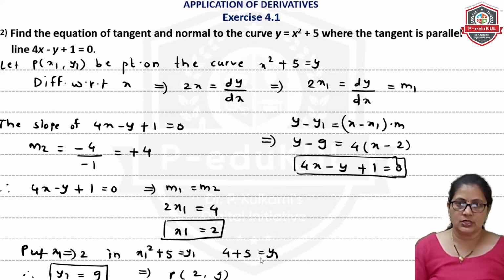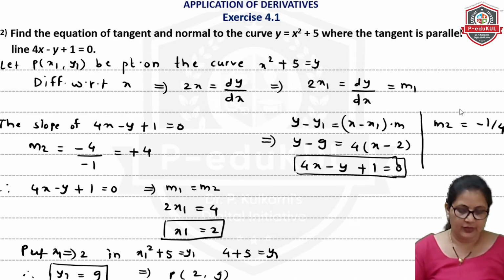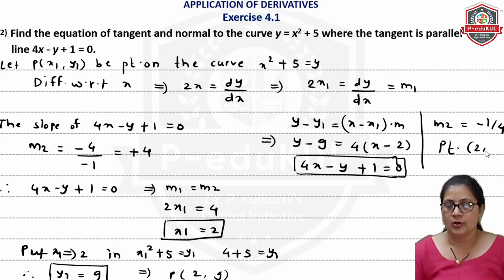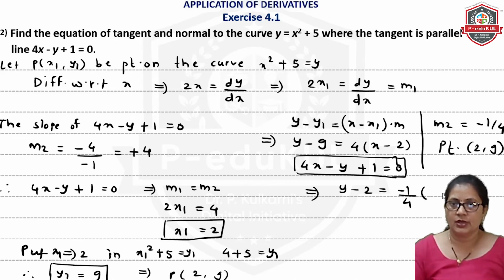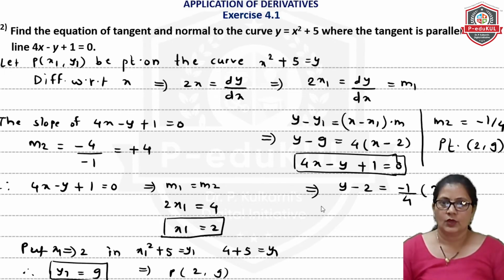4x minus y plus 1 is equal to 0. This is my first equation. Now my other slope, m2, will be the negative reciprocal, so that will be minus 1 by 4. And then the point is (2, 9). So my other equation will be y minus 2 is equal to minus 1 by 4 into x minus 9. And then by solving, I will get the equation as x plus 4y minus 38 is equal to 0.